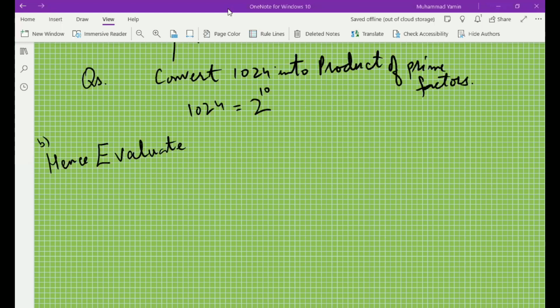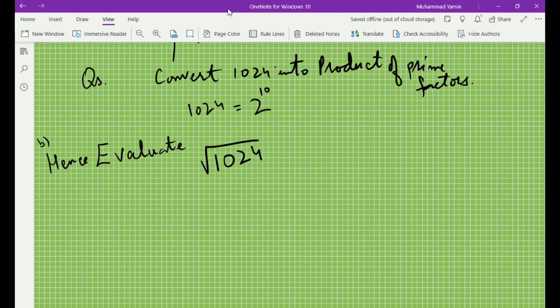Now, as it is said, hence evaluate the square root of 1024. Square root of 1024, then you don't have to use any further calculation, or the calculator definitely cannot be used, but you will take help of the factorization that you have already done. And how will that be done?